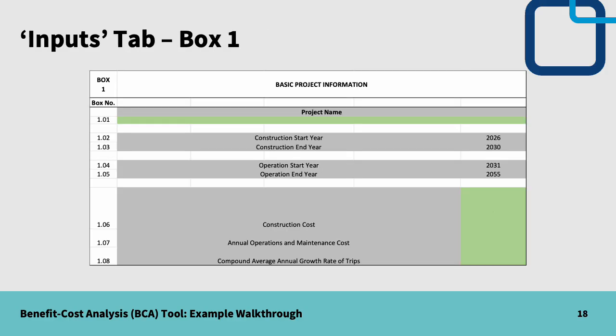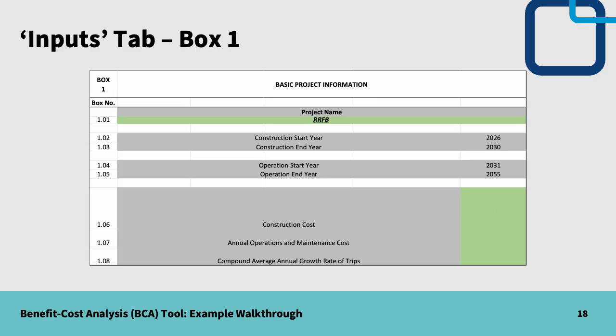We again see all these green input cells. We enter our project name, RRFB. We see our construction and operation years based on the last tab we completed. Great, nothing to change here. And now we have some cost info we need to enter in boxes 1.06 and 1.07.